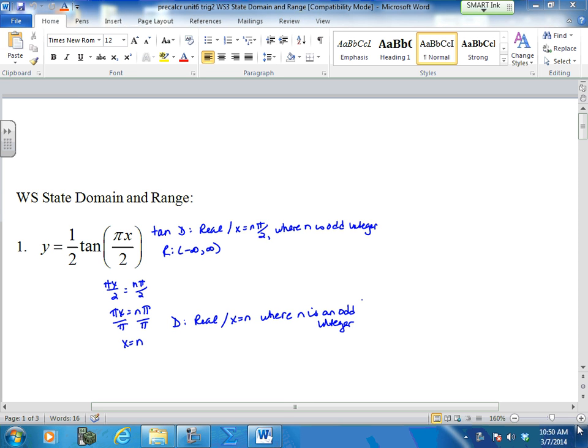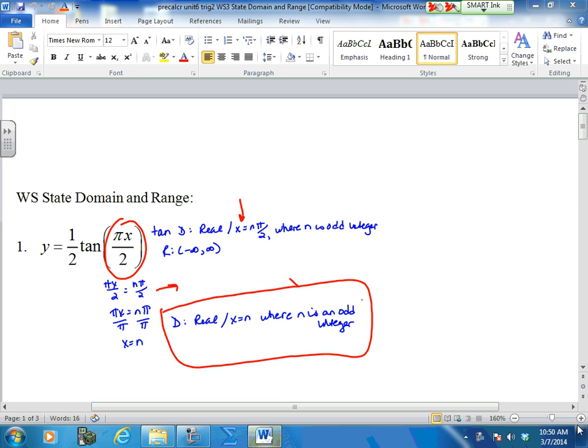You start with your regular domain, right where your exception is. Then you take this and you substitute it in for the x, and you solve for x. And so here is your domain. You have to bring down your qualifier there. And your range, of course, was all real numbers.